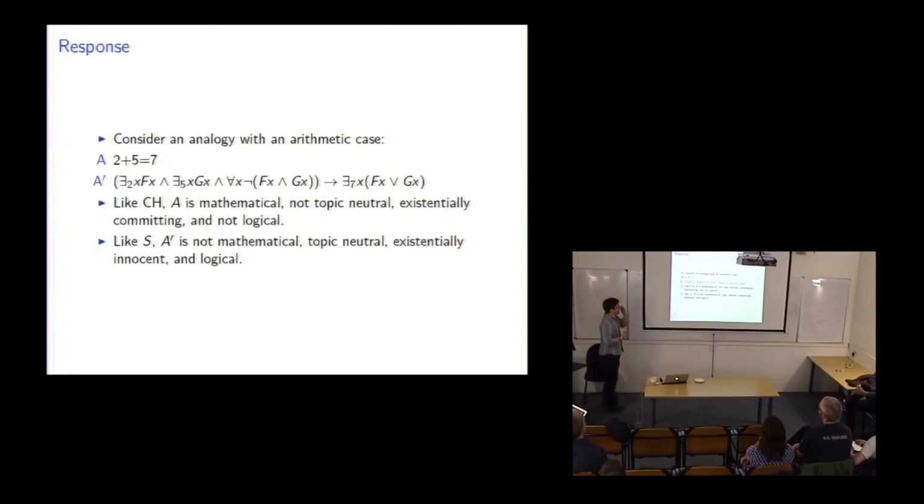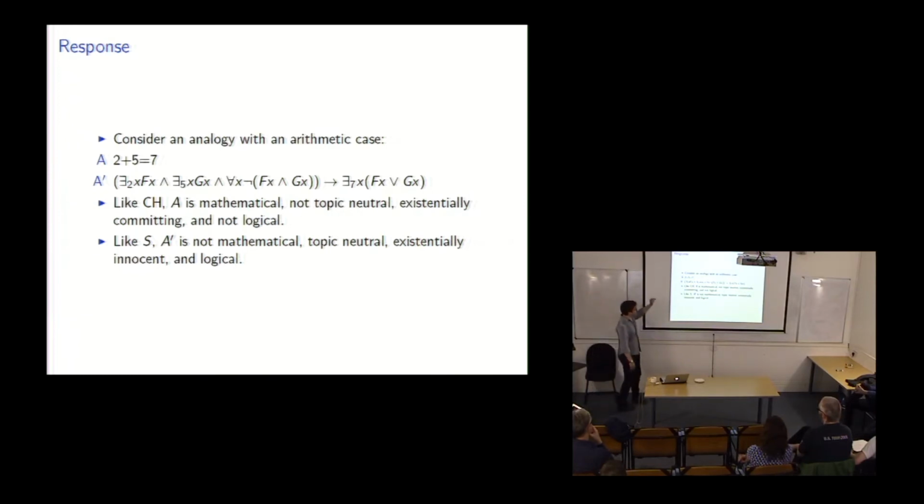And here's an analogy. Take a really simple arithmetic case, like our sentence A here, 2 plus 5 equals 7. Again, a claim of maths, much less controversial than the previous claim we were looking at, the continuum hypothesis, but nevertheless a claim of maths, an arithmetic claim. Well, it looks like you're going to be able to cook up first order sentences which are analogous to A in something like the way that S is related to the continuum hypothesis.